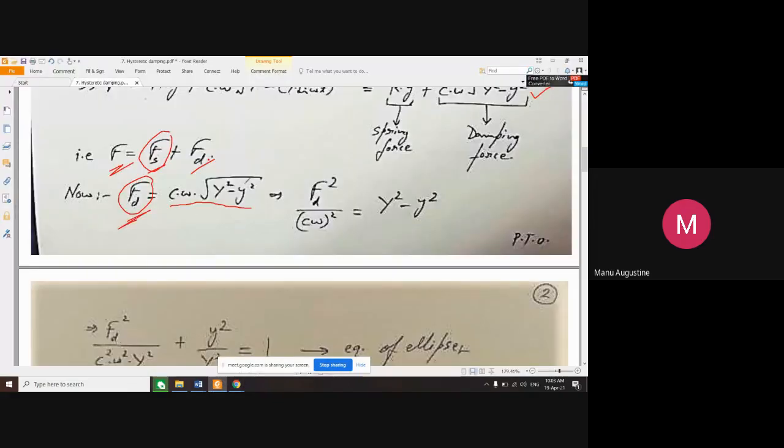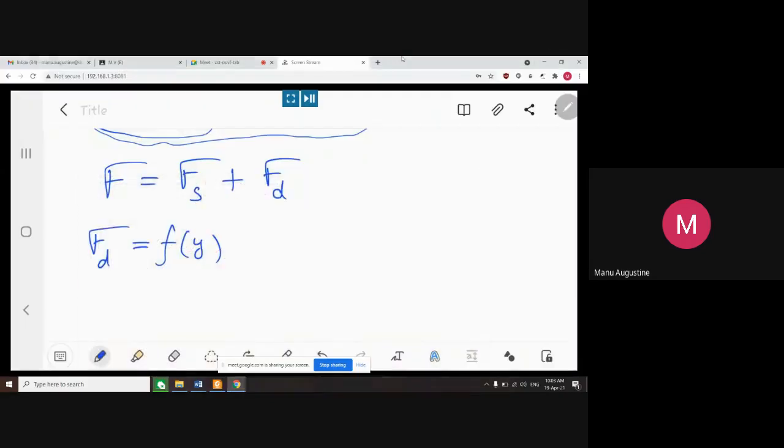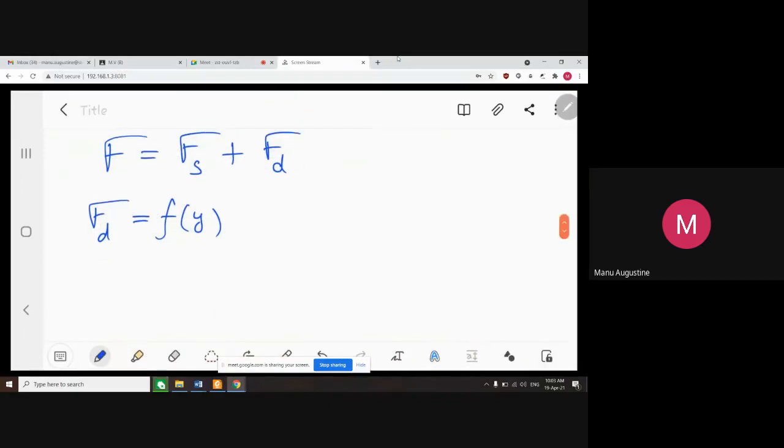Damping force totally depends on small y. This is constant, and this is constant. So this force of damping is a function of small y. Now, whenever you have a case like this, you can draw a graph.